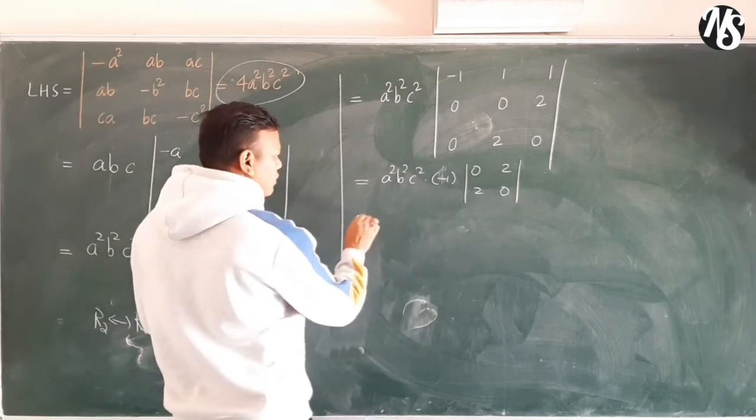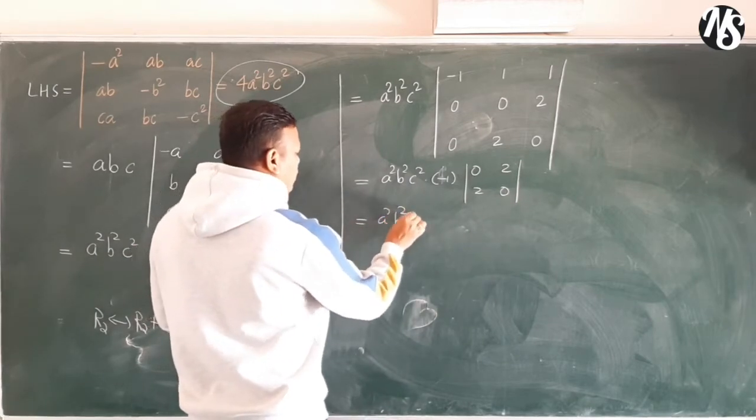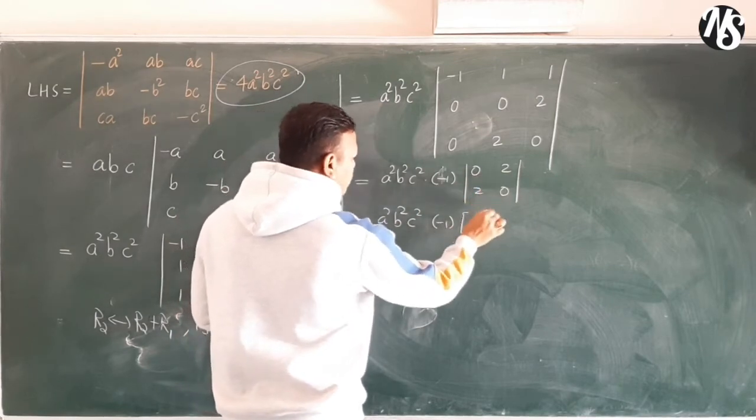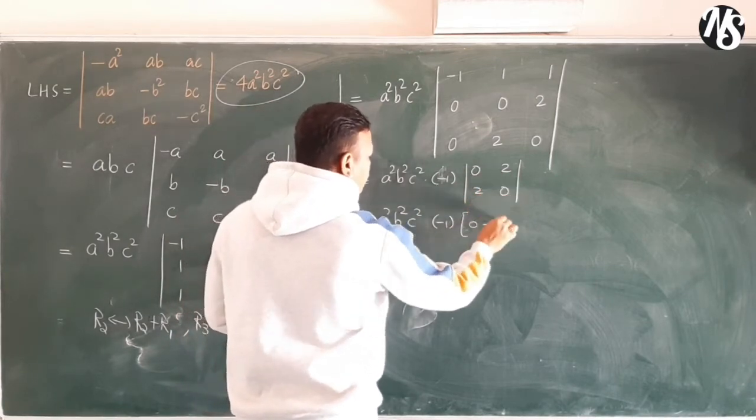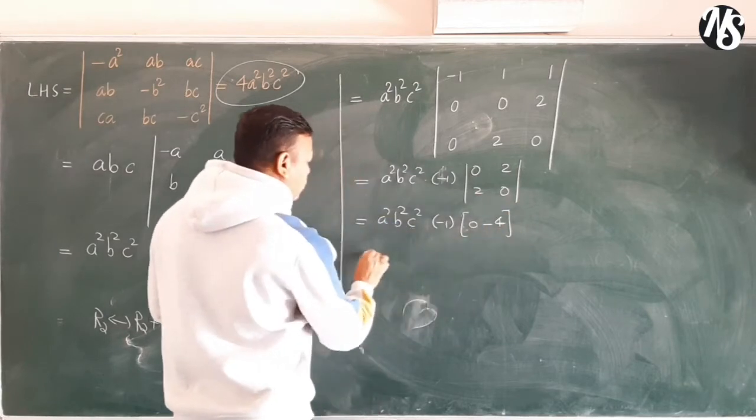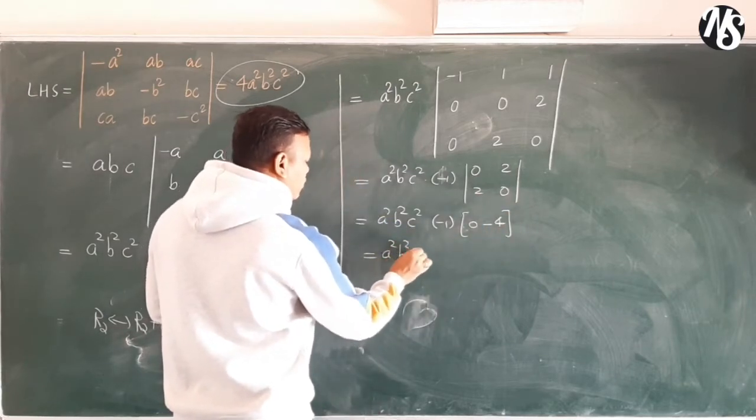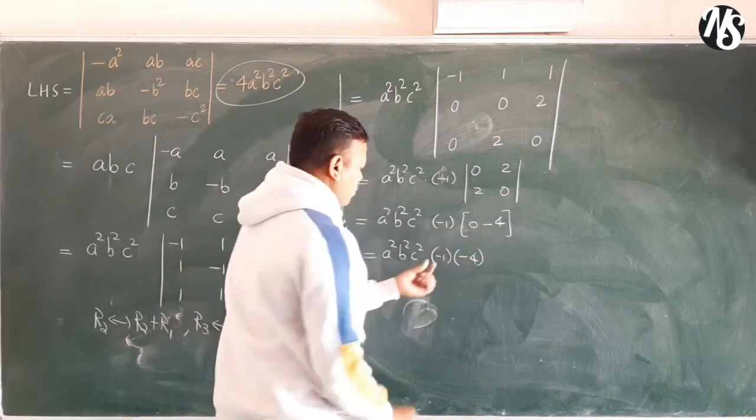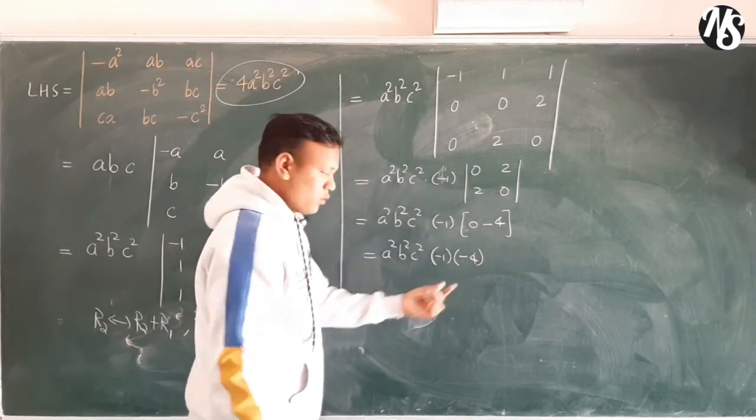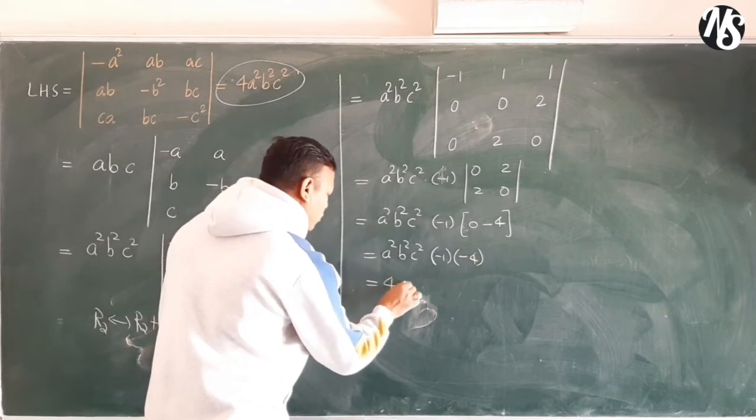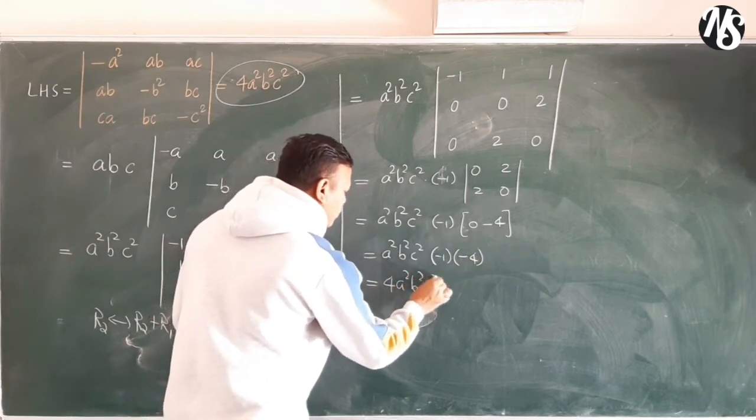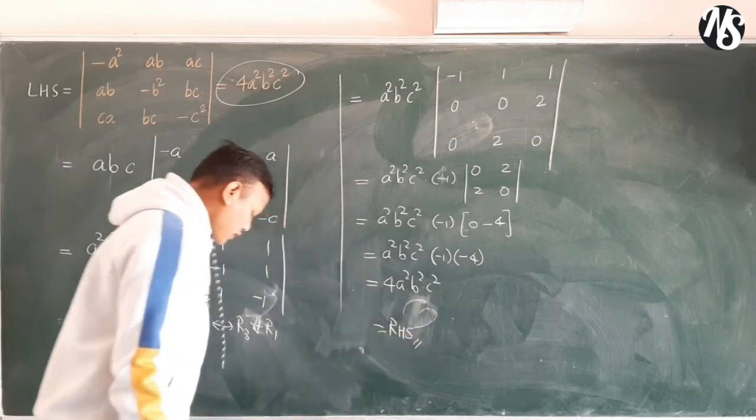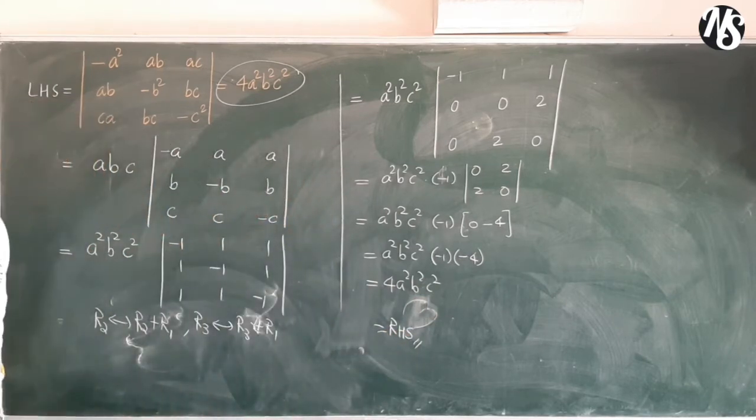Let's evaluate this now. A square, B square, C square minus 1. So this becomes 0 into 0 is 0, minus 2 into 2 is 4, right? So A square, B square, C square minus 1 into this is how much? Minus 4. So minus into minus becomes plus, 1 into 4 is 4. So ultimately this turns out to be 4 A square, B square, C square, and that's what I wanted, isn't it? So this is my right hand side. Pause the video and note down your solution.